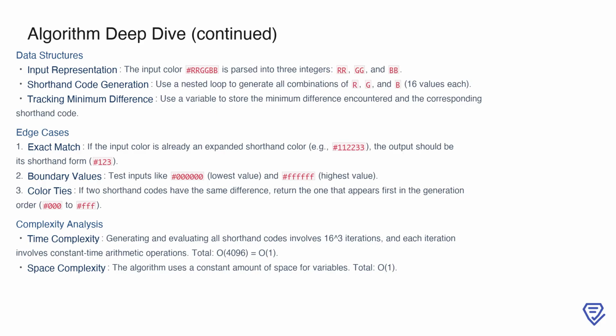In cases where two shorthand codes have the same difference, the one that appears first in generation order, from #000 to #FFF, should be chosen. Regarding complexity, the time complexity is 4096, which is essentially constant because the number of shorthand codes is fixed. The space complexity is also constant, as we only use a few variables for computation and tracking. This makes the algorithm efficient and well suited to the problem at hand.